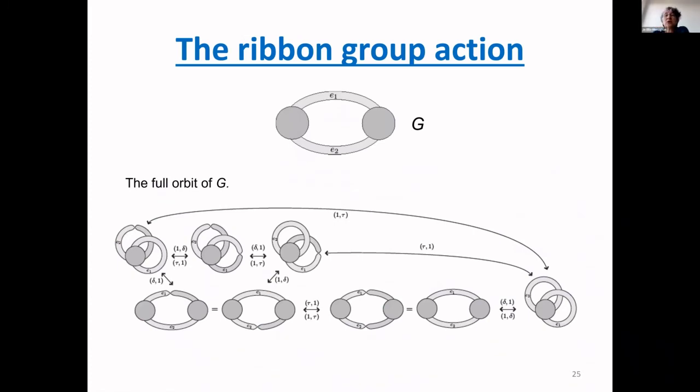And just to get a little more sense of it, there's the ribbon group action. This is the full orbit of applying the ribbon group action to either one or the other or both of those edges to this graph G. So there's that graph G. It's self-petrial, and yeah, so those are everything in its orbit under this ribbon group action.